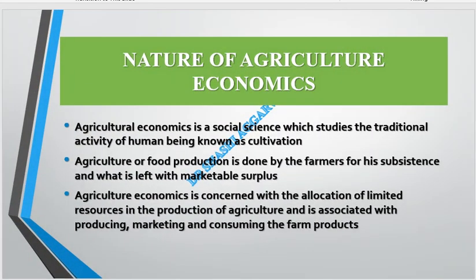Agriculture economics is a social science which studies the traditional activity of human beings known as cultivation. Agriculture, or food production, is done by the farmer for subsistence, and what is left is the marketable surplus, which is sold in the market. So agriculture economics is concerned with the allocation of limited resources in the production of agriculture, and is also associated with the production, marketing and consumption of farm products.